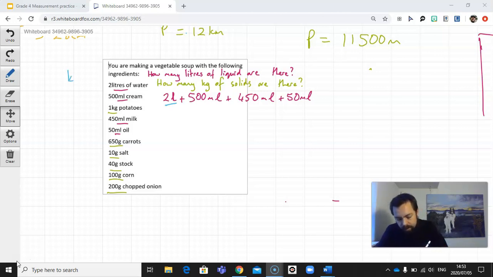So King Henry's daughters love delicious caramel muffins. Liters, liters, liters. And now I want to go from liters to milliliters. That's going down, so we're going to put 3 zeros on. So now ml. The rest I'm going to leave unchanged because they are all already milliliters.